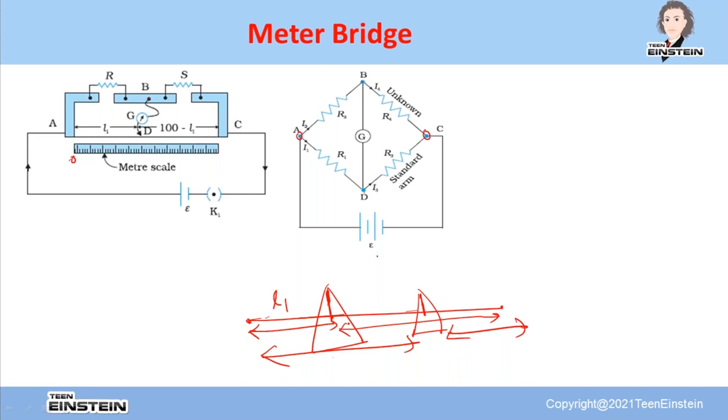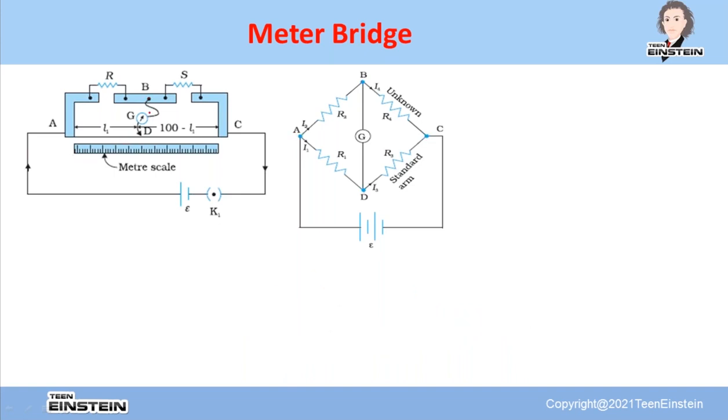In this case, look what I'll show you here. The D point is actually with the jockey, and that can be varied. So D can be here somewhere, D can be here, as the jockey can slide over. So how to determine the position of D? Just by seeing the reflection of the galvanometer. As I said in the beginning, we will be using the balance condition or null condition of the Wheatstone bridge in this meter bridge, and we'll be finding out the unknown resistance.